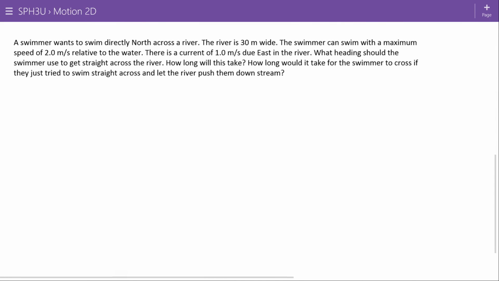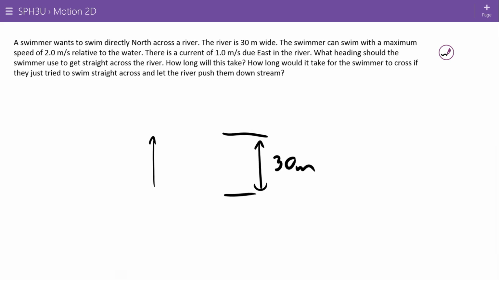Okay, here's another one. A swimmer wants to swim directly north across a river, so they want to go straight north. The river is 30 meters wide. The swimmer can swim with a maximum speed of 2.0 meters per second relative to the water, and the current is flowing at 1.0 meters per second east. So if it's 1.0 meters per second east, and it calls it the current, then we know that the current really means the velocity of the water relative to the Earth.